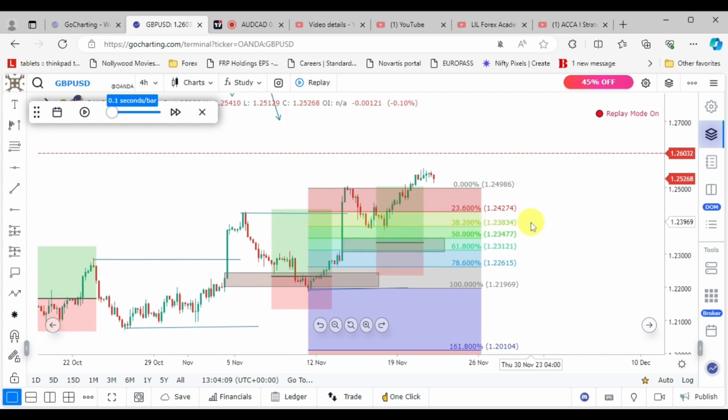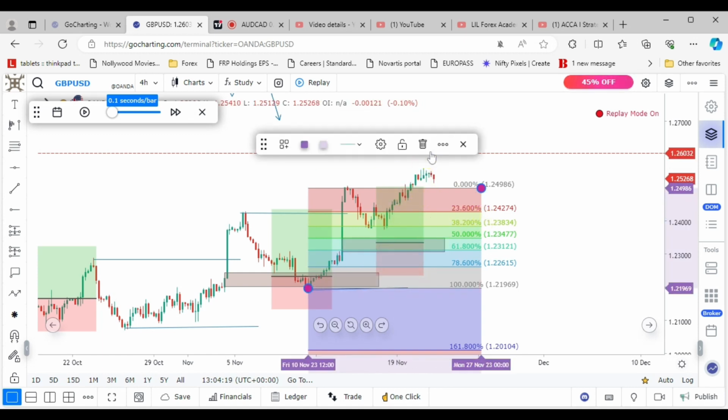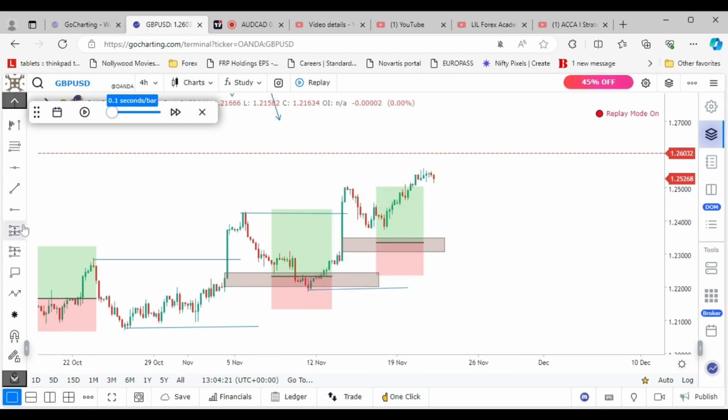I don't like using level 38 because I'm just not comfortable with that. I prefer to see level 50 or 61 and then take the market back up. So that is not an entry for us. But what you will see is that the market still continues to give us a new higher high structure.